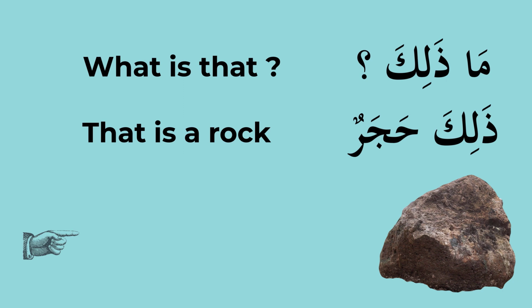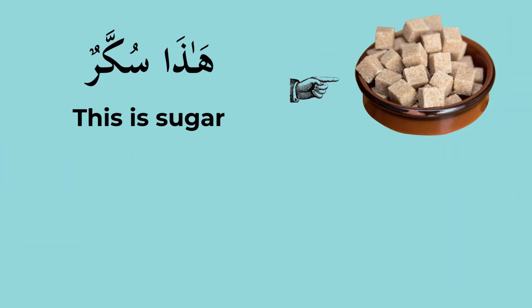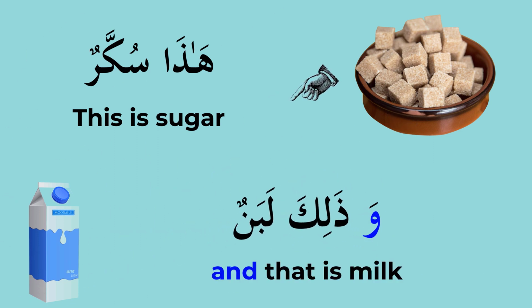Zalika hajarun. Look at the vowel signs, brother, and try, inshallah, to understand and memorize it. What is the meaning of hajarun? A big rock. Haza sukkarun. Look at the shadda on the kaf. Haza sukkarun. Wazalika labanun. This is sugar and that is milk. Now, brother, sukkarun is an Arabic word. In English we say sugar, but it has been derived from Arabic. Sugar is derived from sukkarun. Are you with me, brothers?